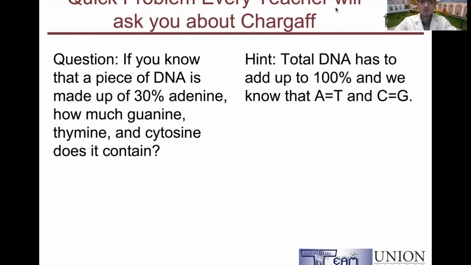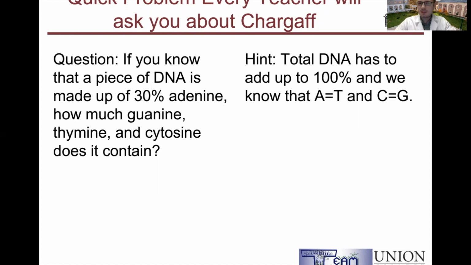So I included here a quick problem that every biology teacher is going to ask you from middle school to high school to college. I've gotten asked it on almost every genetics exam, biology exam that covers DNA. So I want to expose you to this now. It might be a little confusing if you haven't covered fractions and percentages, but I'm making this video so it's always going to be there for you. So the question is, if you know that a piece of DNA is made up of 30% adenine, how much guanine, thymine, and cytosine does it contain?